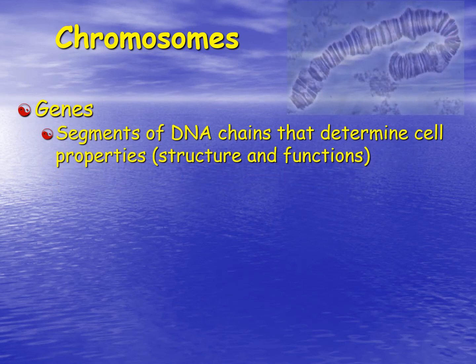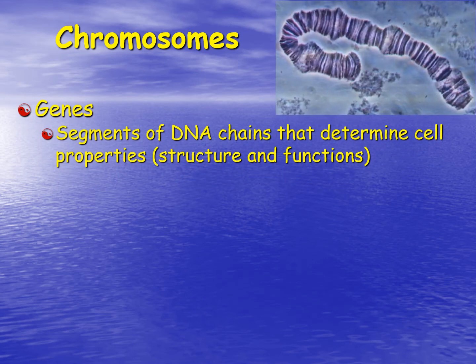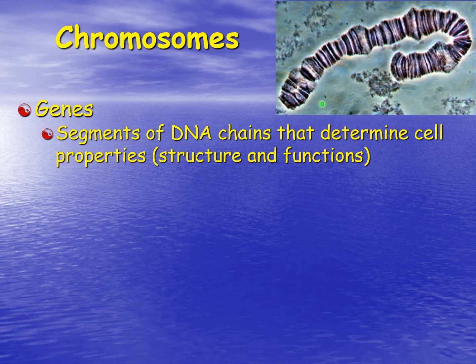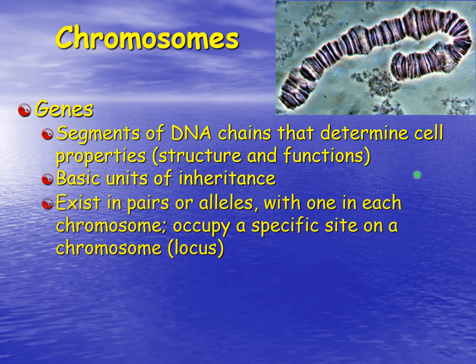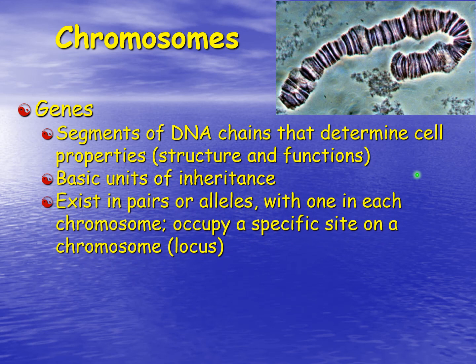So chromosomes are where we keep the genes, and this picture is simply showing the banding of the genes. Each one of the dark bands is actually a gene on this chromosome. The genes are the segments of the DNA that determine cell properties. They are the code for a particular cellular product, a protein, which will account for the structure and the functions within the cell. The genes are the basic unit of heredity. They exist in pairs normally in eukaryotic cells, called alleles.